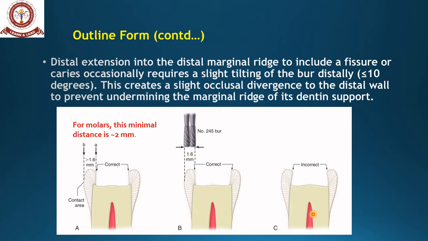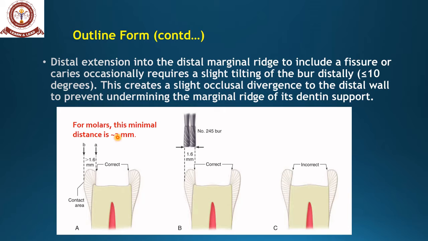So the distal extension, or when to involve the marginal ridge. Always the marginal ridge has to be preserved. It should be a minimum of 1.6 mm for premolars. When it comes to molars, this should be a minimum of at least 2 mm. Whether to involve the marginal ridge fissure or not depends on whether caries is present or not.